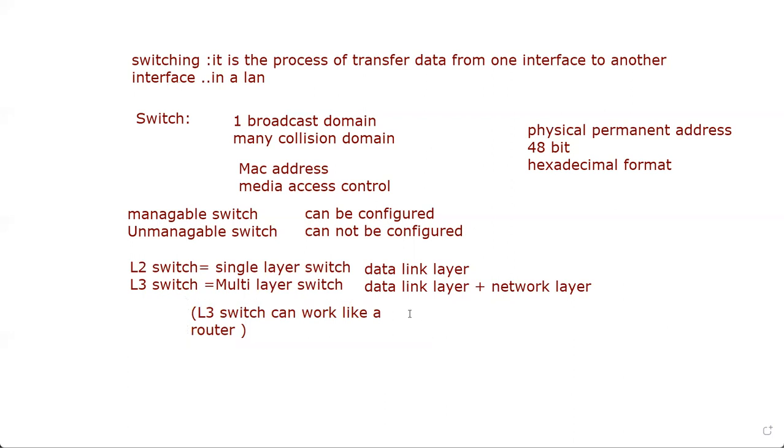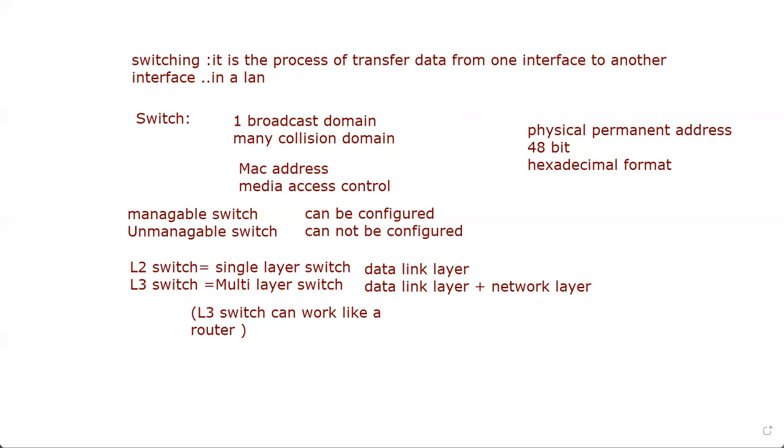So this is all about switching. In switching, we have to work on a switch. Switches are of two types: manageable and unmanageable. There are layer 2 and layer 3 switches; layer 2 only works on the data link layer, and layer 3 works on both layers. Now, we have to perform some practicals on a manageable switch, because an unmanageable switch cannot be configured.